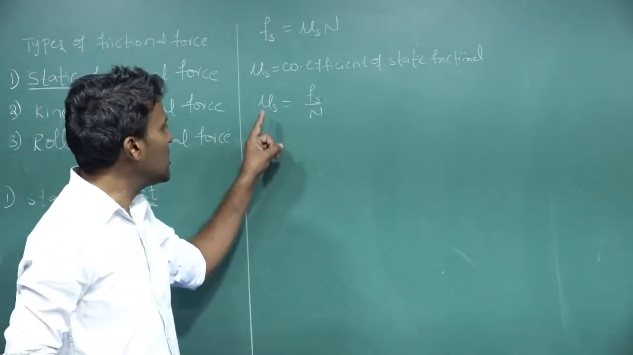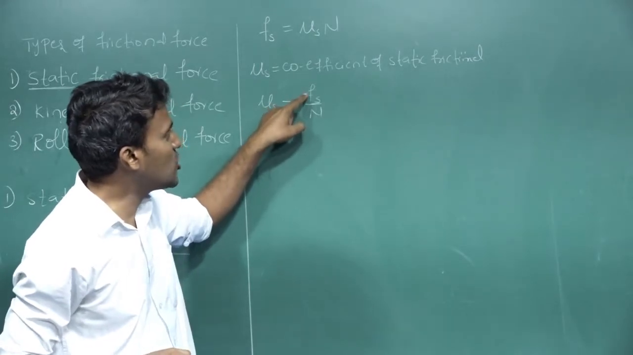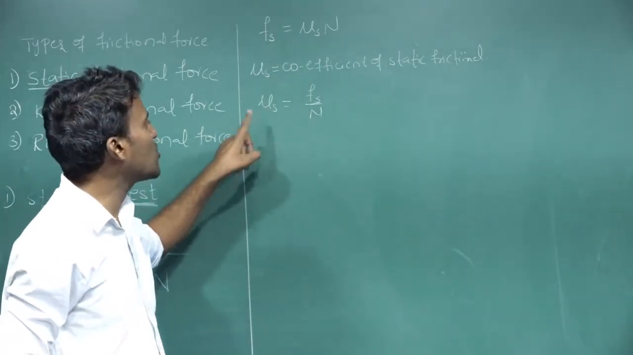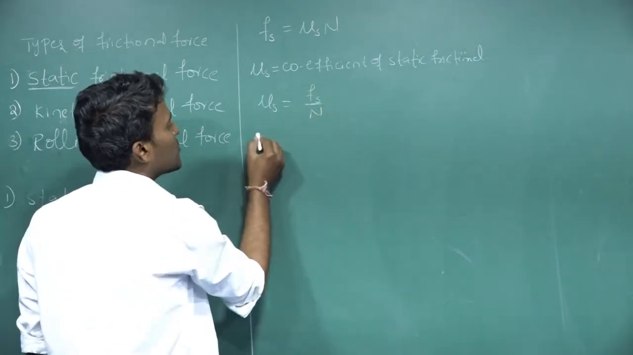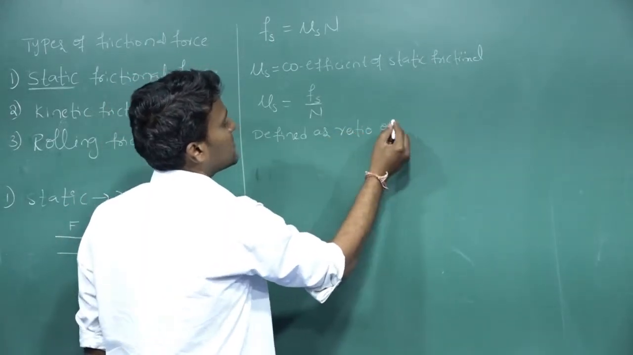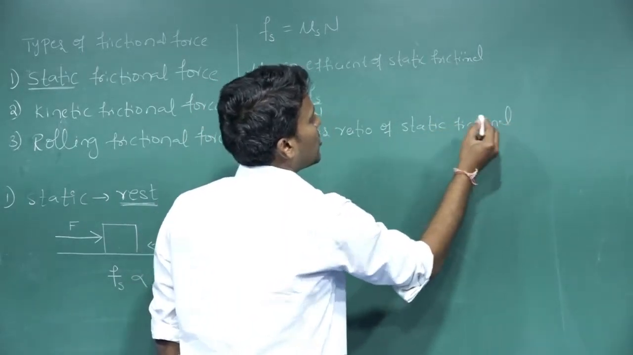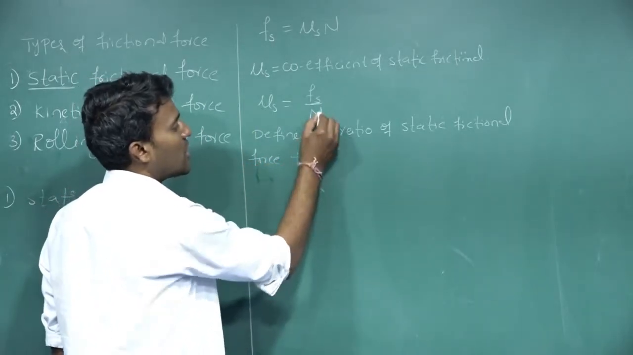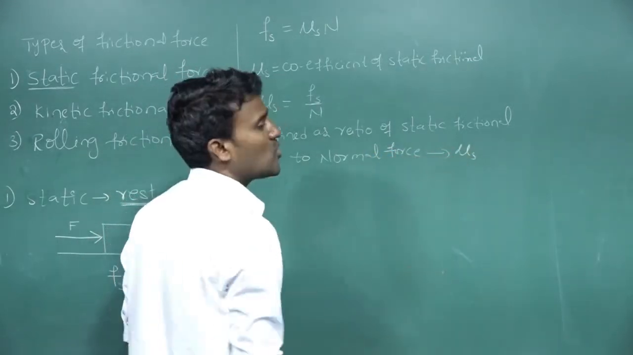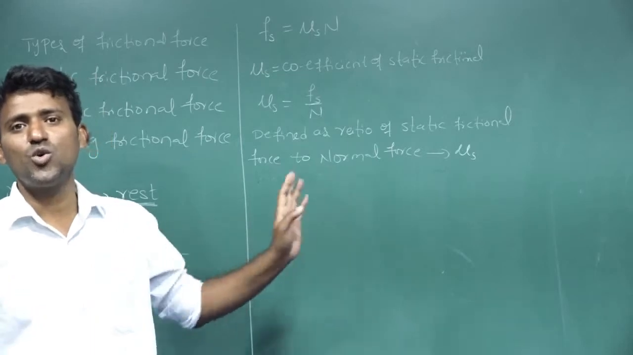How do we define it? The coefficient of static frictional force is defined as the ratio of static frictional force to normal force. The coefficient of static frictional force also does not have units and has no dimensional formula.